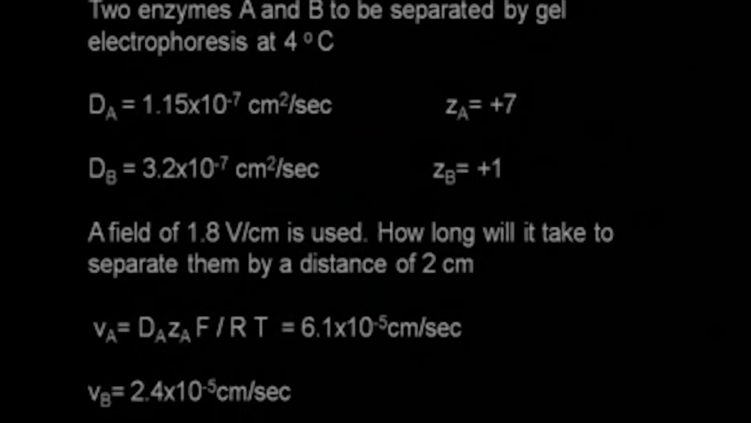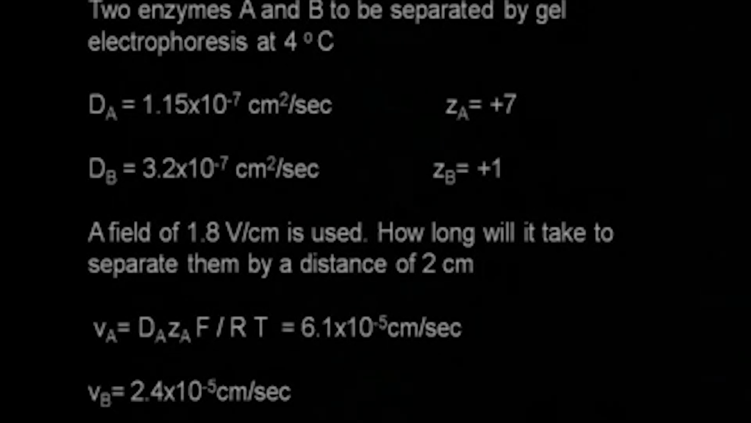So velocity A minus velocity B into time will be equal to distance, correct? Velocity into time is distance, agreed. So VA minus VB into time will give me distance. Distance is 2 centimeter, I want to push them 2 centimeter apart. Now VA is this much, VB is this much, so time comes out to be 15 hours.